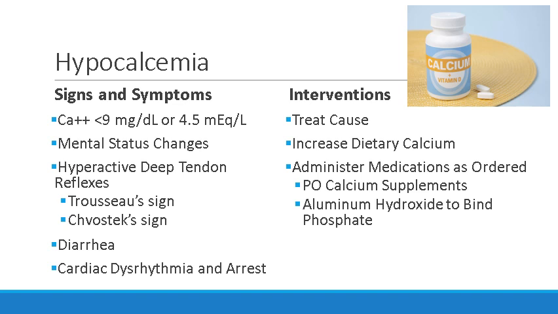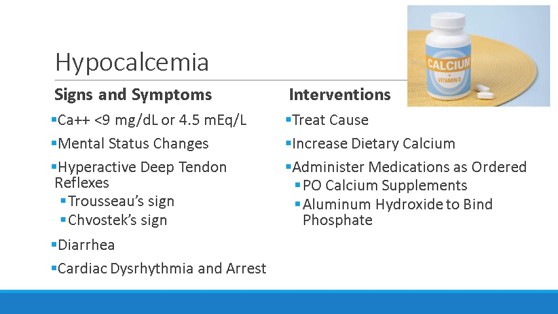Signs and symptoms: mental status changes, hyperactive deep tendon reflexes. The examples of these are the Trousseau's sign and the Chvostek sign, and there are videos of these within the course, so please be sure to watch to know the difference between these two. It's very interesting, and this is something in your nursing assessment that you would be able to recognize. Diarrhea, cardiac dysrhythmias, and cardiac arrest.